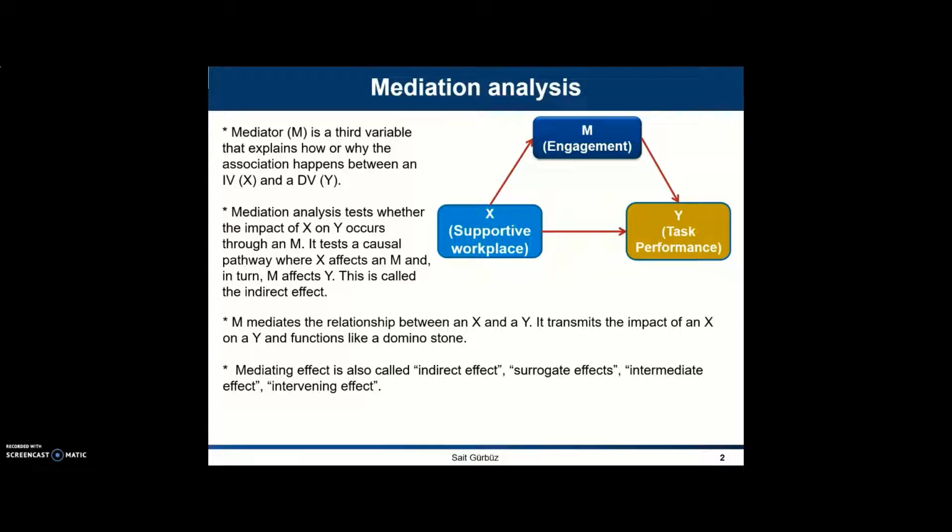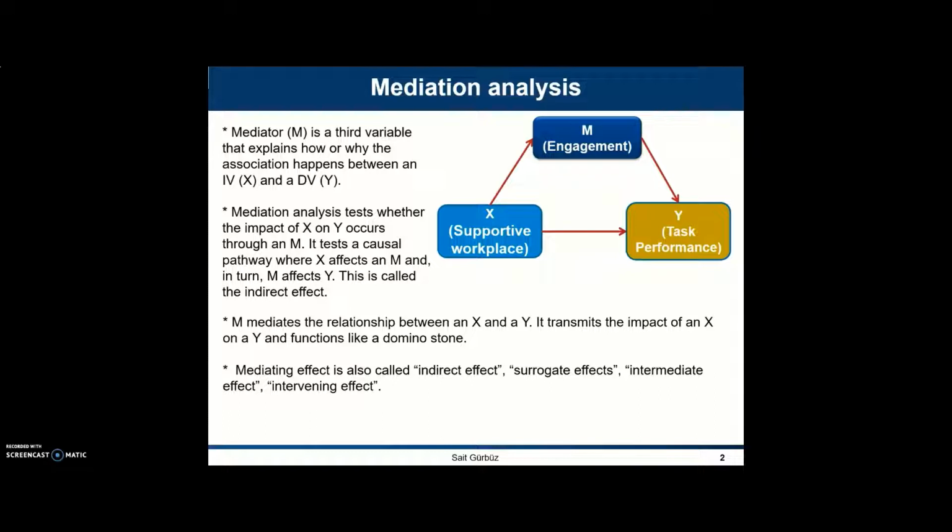So in such a model, what we are testing is whether the impact of supportive workplace on task performance goes through work engagement. In other words, we are testing a causal path where the supportive workplace affects work engagement, and in turn work engagement influences task performance. Sometimes this kind of relationship is also defined as the indirect effect.